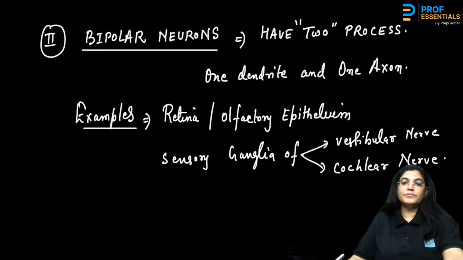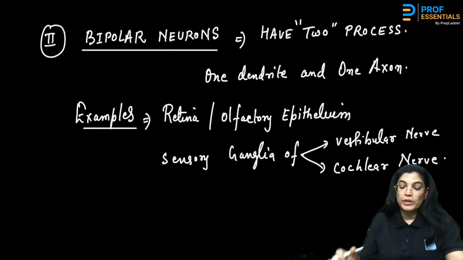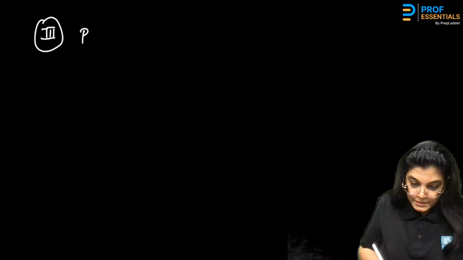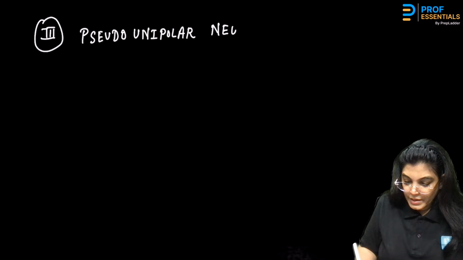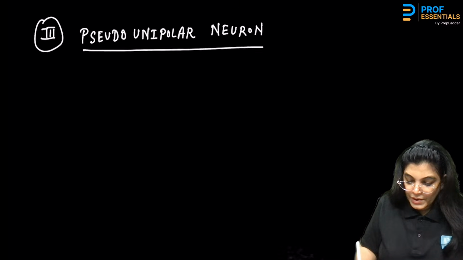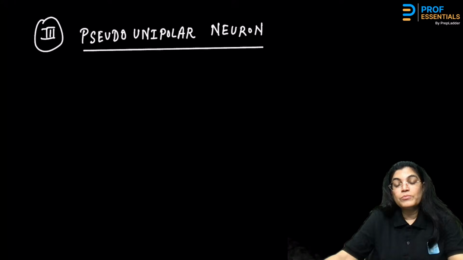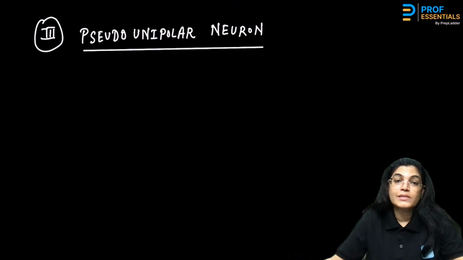Okay, so done. Now, which is the third category which we have seen? That is pseudo-unipolar neurons. So let's write about pseudo-unipolar neurons. Okay, dear. So pseudo-unipolar neurons have a single process, and this single process will extend, and then bifurcate. So it is called false unipolar.